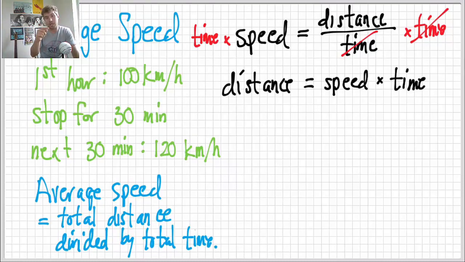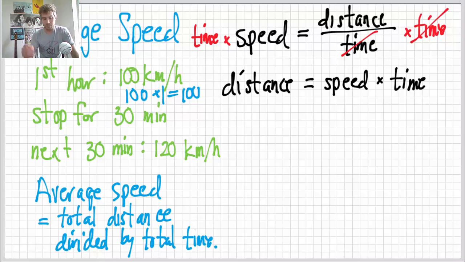We can use that for the first and third leg of our trip to find out what distance was covered in that time, and then we can use those to find the overall average speed. So they're pretty obvious, but the first hour is 1 hour at 100 kilometers an hour. So we do 100 times 1. And of course, if you're going 100 kilometers an hour for 1 hour, you go 100 kilometers.